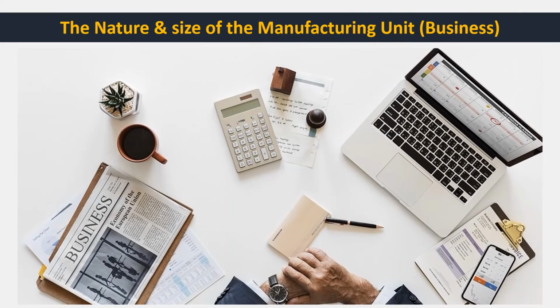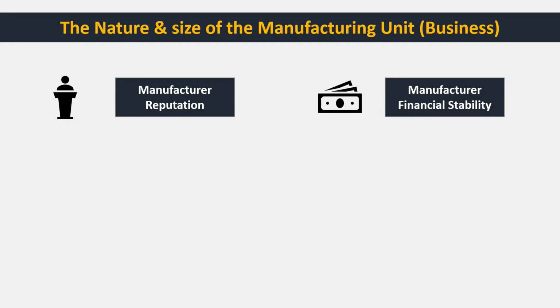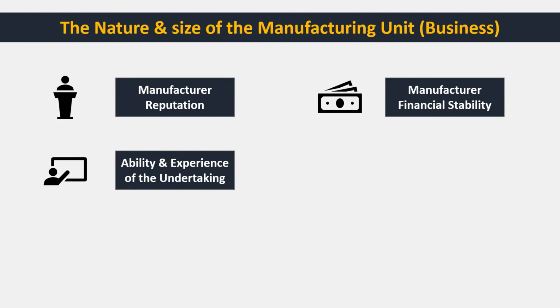The nature and size of manufacturing unit has a great impact on the selection of a distribution channel. Factors include manufacturer reputation. Reputed businesses can easily engage middlemen as compared to lesser reputed and newly established units. Manufacturer financial stability. Business that has a sound financial base can more easily distribute the goods without appointing middlemen by opening their own sales depots and branches. Ability and experience of the undertaking. Business with marketing ability and experience can effectively manage their distribution activities themselves.